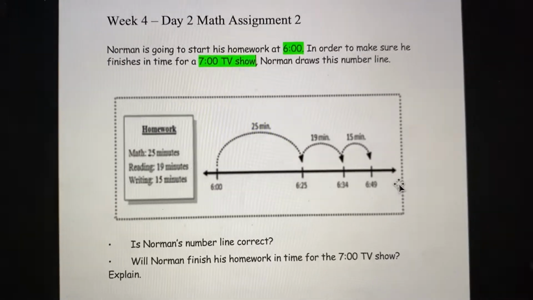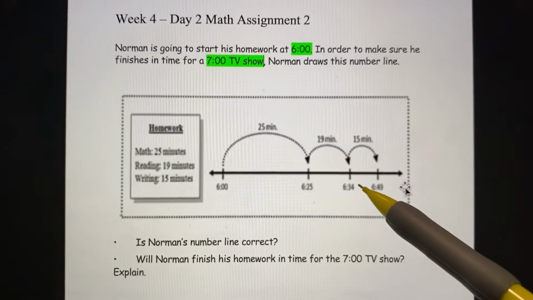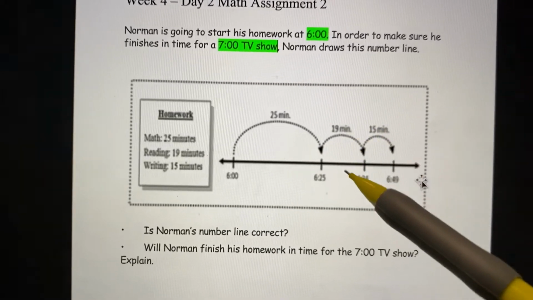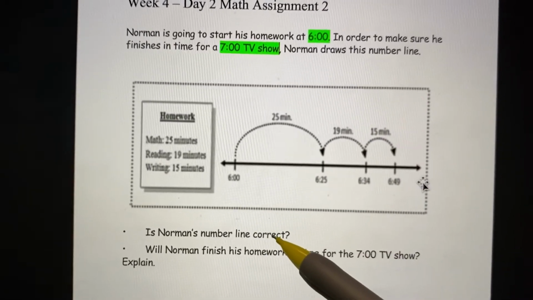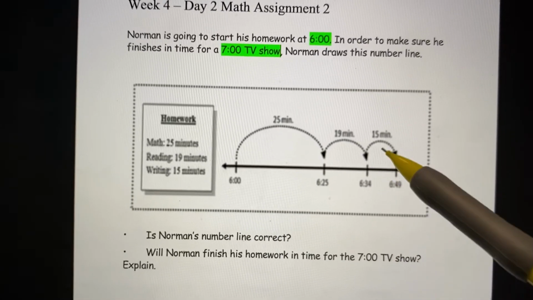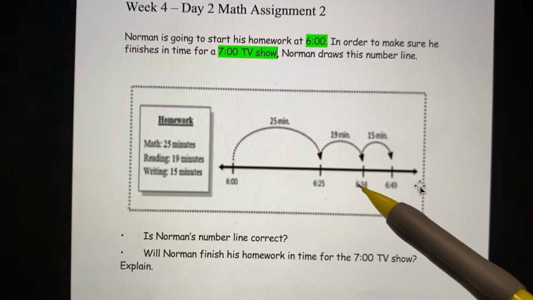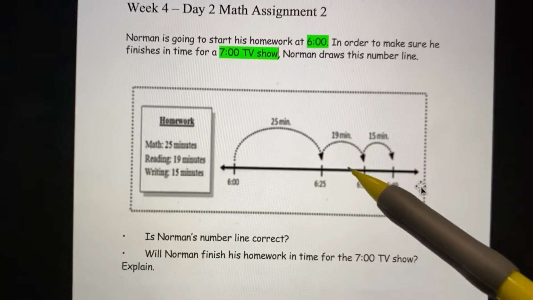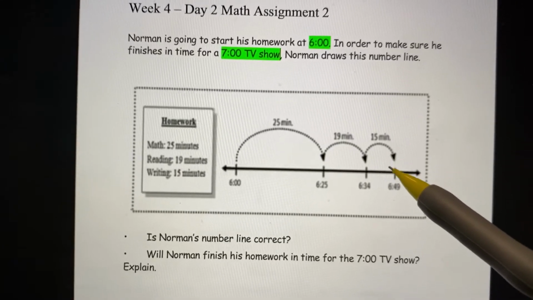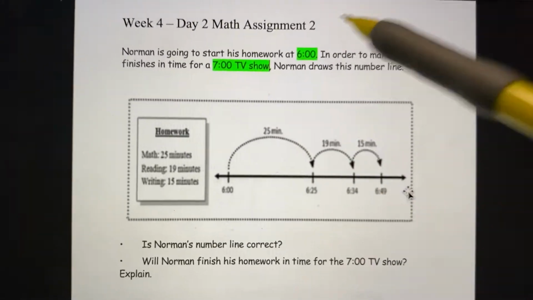Okay. Now, once you add the 25 plus 19, if it doesn't match up with this, then you already know that the line is not correct. If you added 25 and 19 and it did add up to 34, then his number line is correct. If you also want to figure out more if it is incorrect or correct, then I suggest when you add 25 plus 19 and you get your number, add that number plus 15 minutes and see what you get. Does it go over the 7 o'clock or is it just in time for a 7 o'clock show?